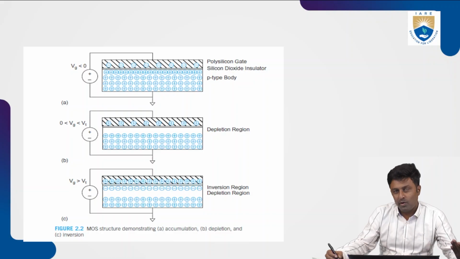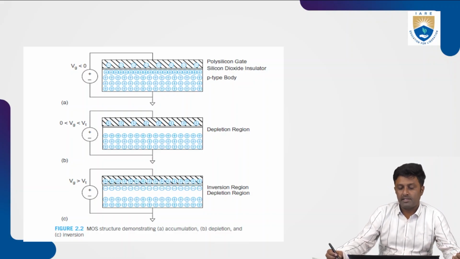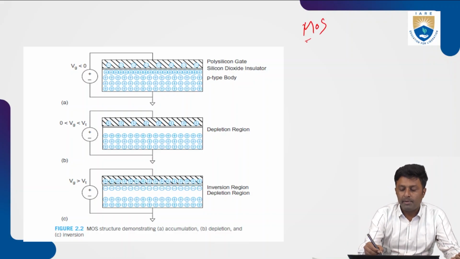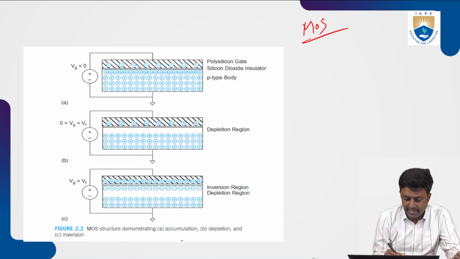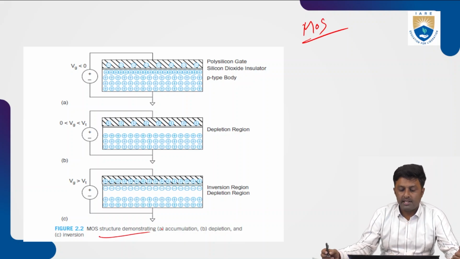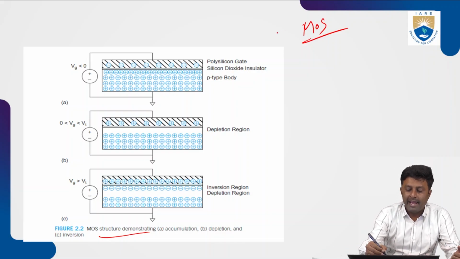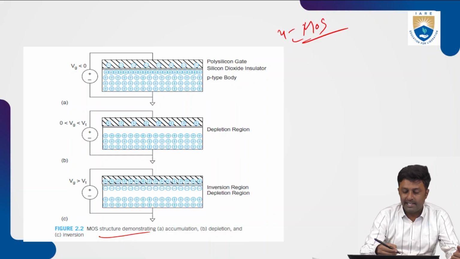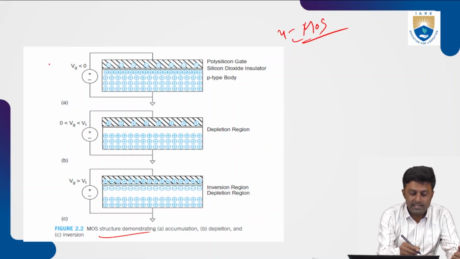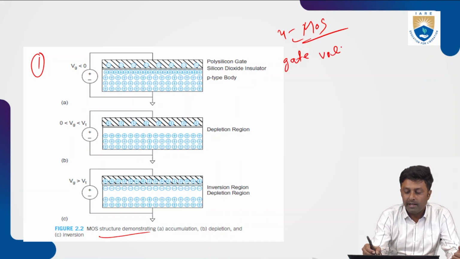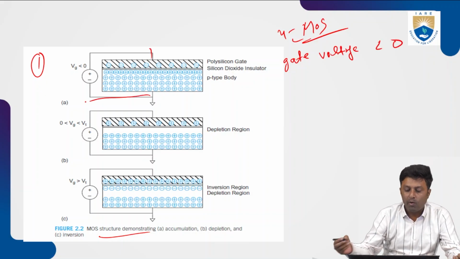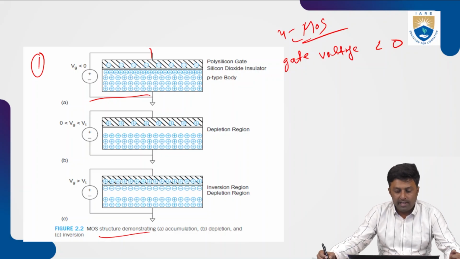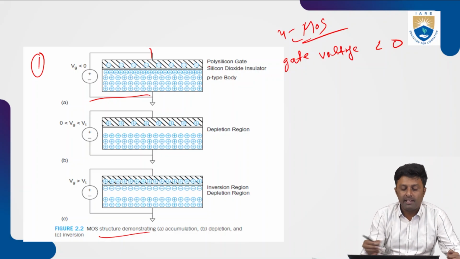We'll go into much more detail about the working of this transistor. The MOS transistor may be an NMOS or PMOS. Here we have taken an NMOS as an example. The working is explained in three levels as I showed in the previous slide. In the first case, the gate voltage is less than 0. When we apply a voltage less than 0, the accumulation of electrons near the gate terminal will occur.